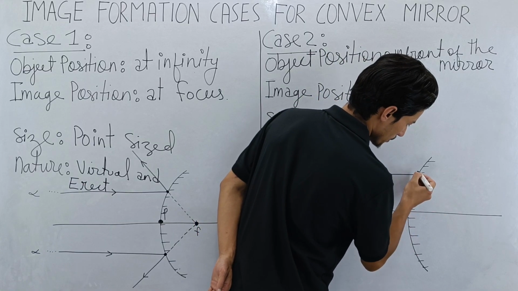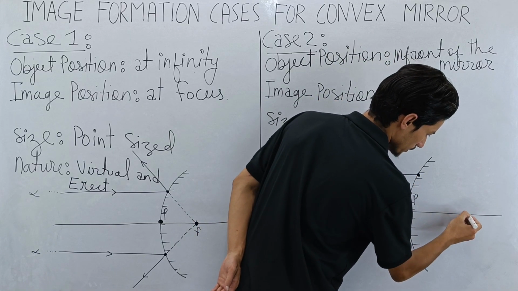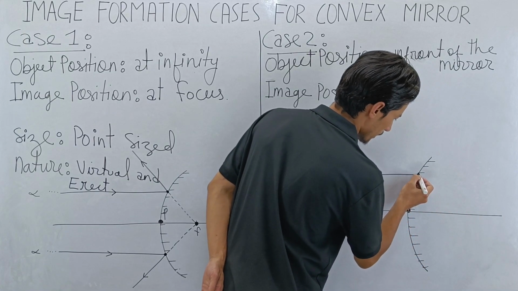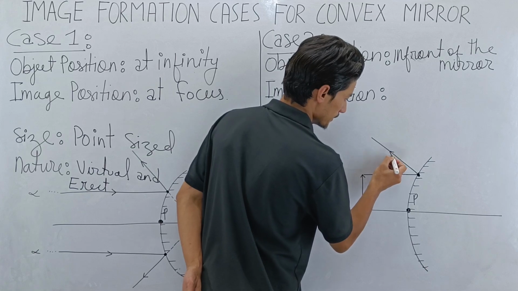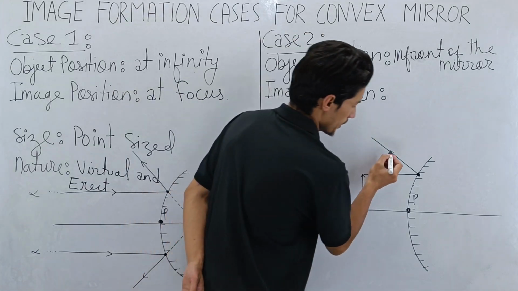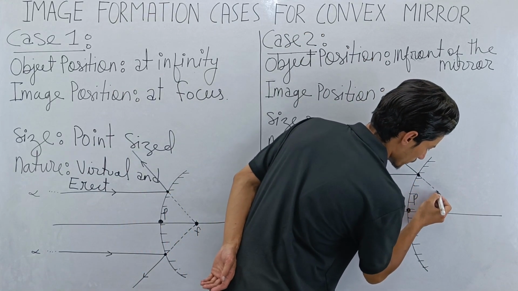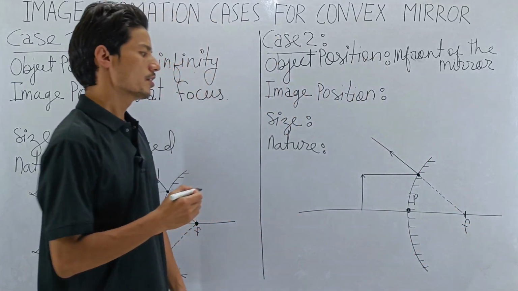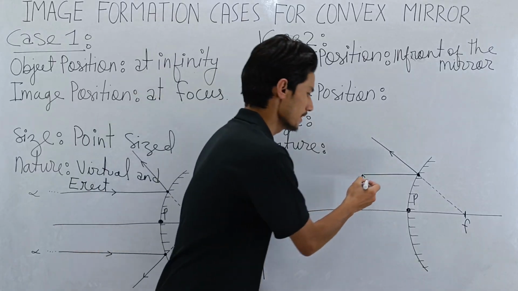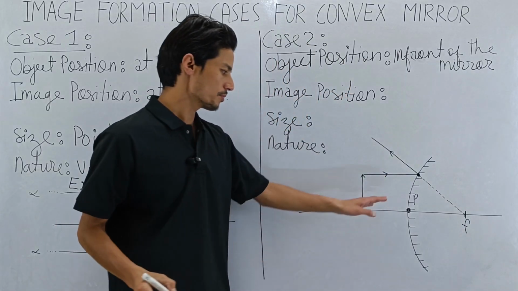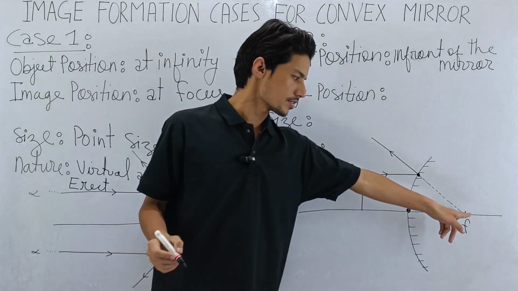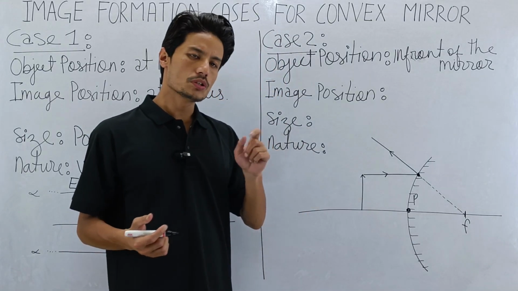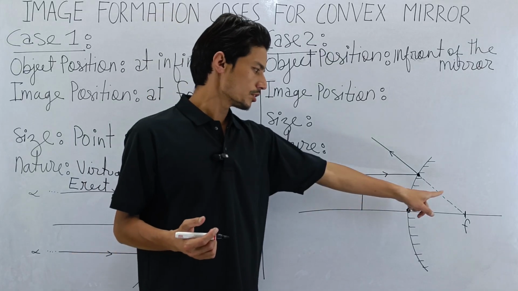Let me find my focus somewhere here. Let me mark my focus here. So if I do like this, then I should draw the ray like this. If I trace it back, then it'll go here, somewhere here. This is my focus. This is following rule number 1, which says that if the incident ray travels parallel to the principal axis, after reflection, it will pass through focus. Yes or no? That is rule number 1, is it not? Yes.